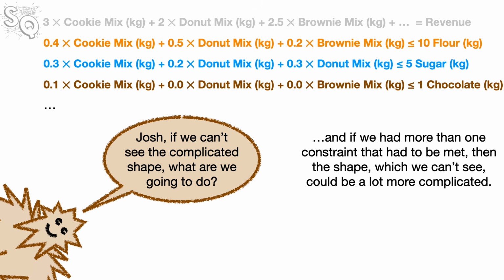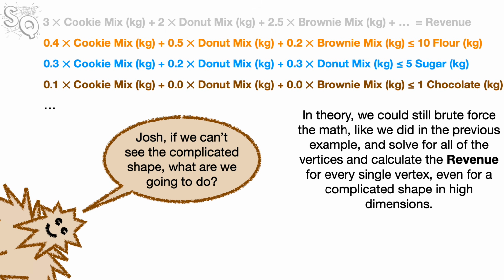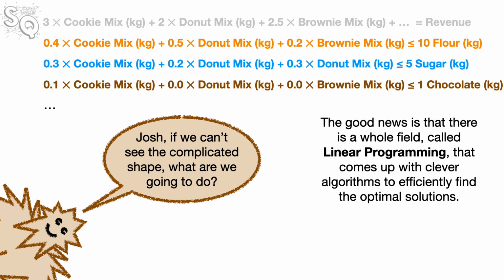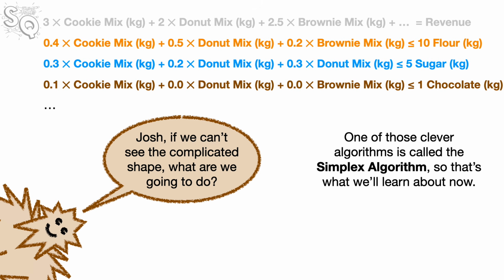Josh, if we can't see the complicated shape, what are we going to do? In theory, we could still brute force the math, like we did in the previous example, and solve for all of the vertices and calculate the revenue for every single vertex, even for a complicated shape in high dimensions. However, in practice, using the brute force method can take way too long. The good news is that there's a whole field called linear programming that comes up with clever algorithms to efficiently find the optimal solutions. One of those clever algorithms is called the Simplex Algorithm, so that's what we'll learn about now.